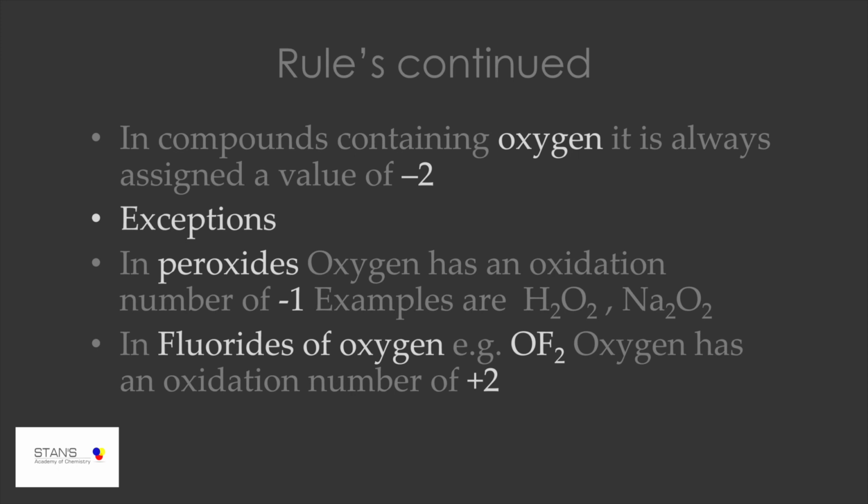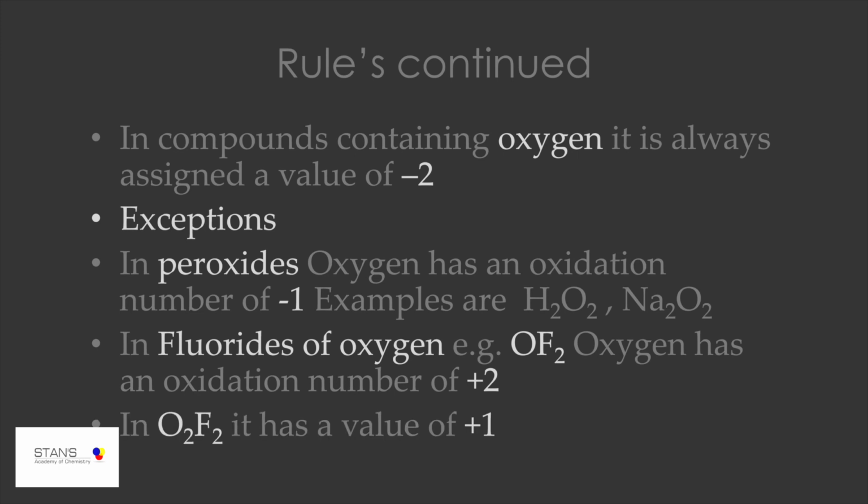So if you look at the compound and the formula written, it's written as OF2. Usually the first element is more electropositive and the second one is electronegative. Because fluorine is the more electronegative element, it tends to gain the negative charge or negative oxidation number, which is -1. 2 of them are there. Therefore, that makes the oxidation number of oxygen +2 in OF2. So this is an exception.